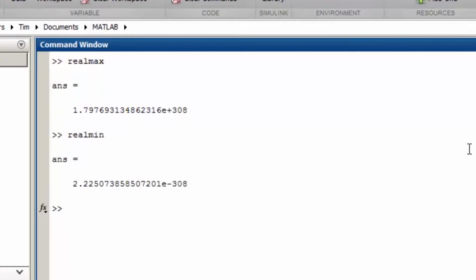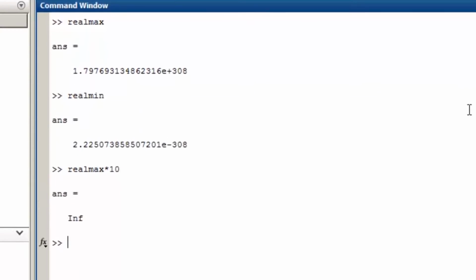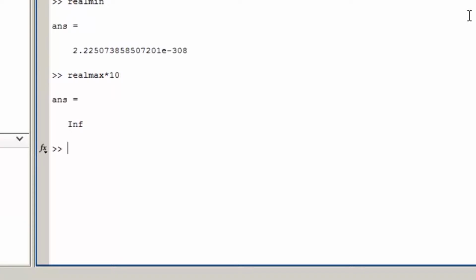For example, if I try to multiply realmax times 10, MATLAB displays the result as infinity, or Inf. What MATLAB is really saying here is that the number I'm trying to calculate is bigger than the largest number MATLAB knows. realmax and realmin are all about representing numbers.